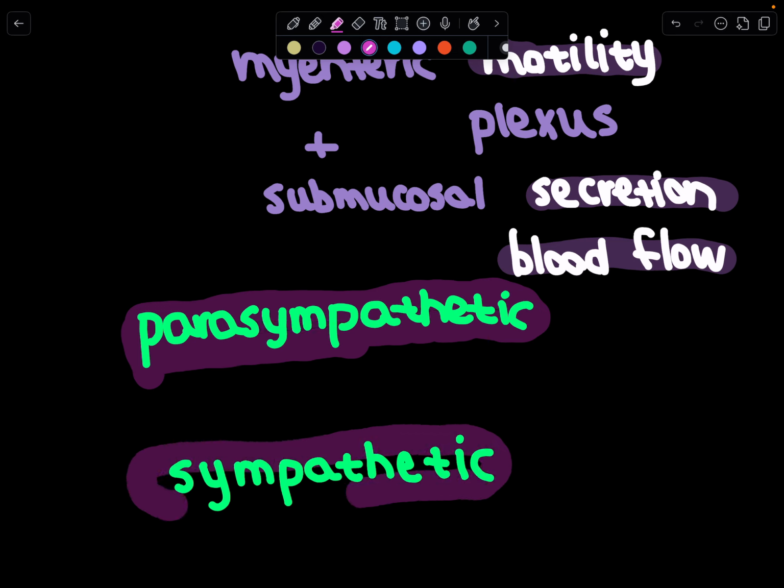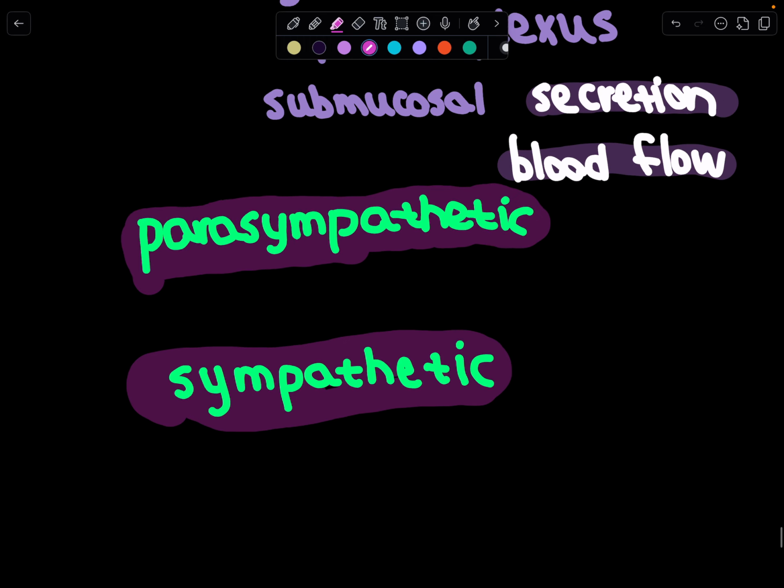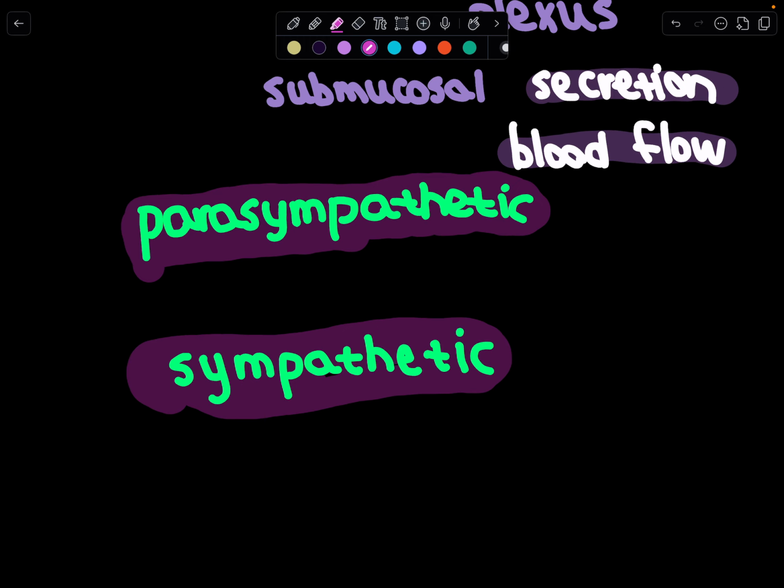Yeah, I want to understand their role, to be honest. So how come the parasympathetic is excitatory to motility and secretion, innervated by the vagus and sacral nerves, with acetylcholine, and sympathetic is inhibitory to motility and secretion, innervated by thoracolumbar nerves, and then norepinephrine.